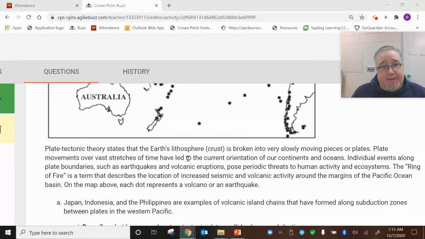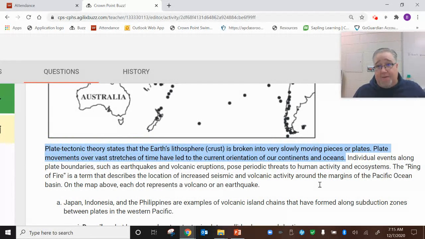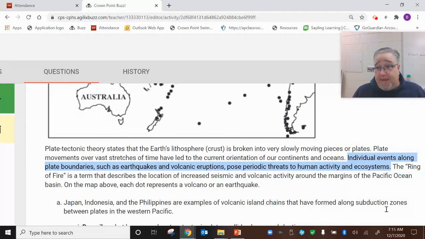It says plate tectonic theory states that the Earth's lithosphere, or the crust, is broken into very slowly moving pieces or plates. Plate movements over vast stretches of time have led to the current orientation of our continents and oceans. So make sure that we really understand that statement. That's a big picture thing. It says individual events along plate boundaries, such as earthquakes and volcanic eruptions, pose periodic threats to human activity and ecosystems. So we know that because of plate tectonics, there's this movement that could at times create earthquakes or volcanoes.